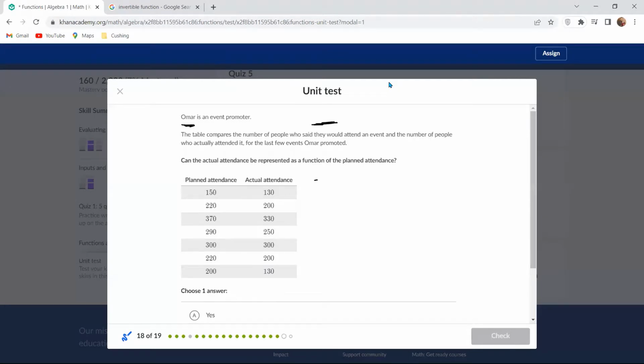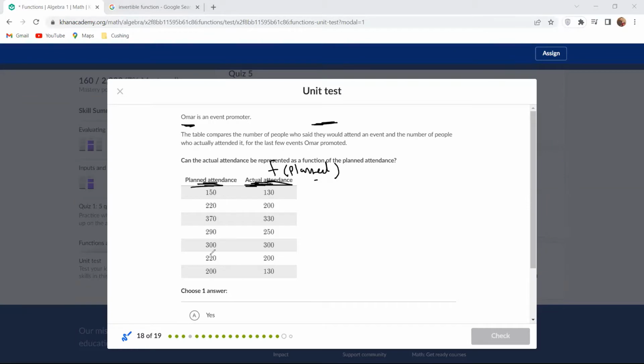All right, so this says Omar is an event promoter. The table compares the number of people who said they would attend the event and the number of people who actually attended it. So the input is the planned attendance, and the output is the actual attendance, it seems. Can the actual attendance be represented as a function of the planned attendance? The planned is the input, and the actual is the output.